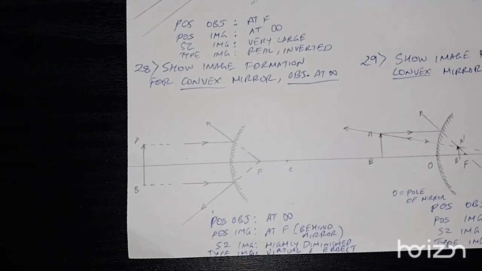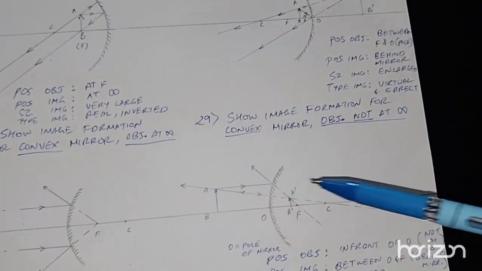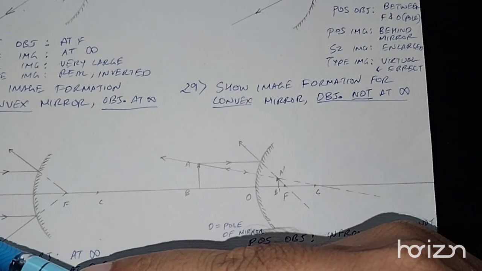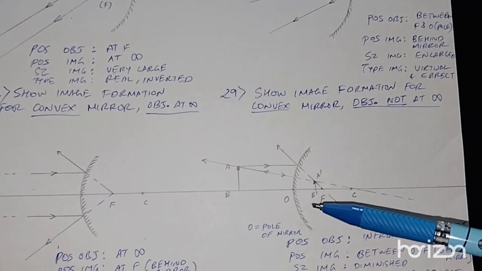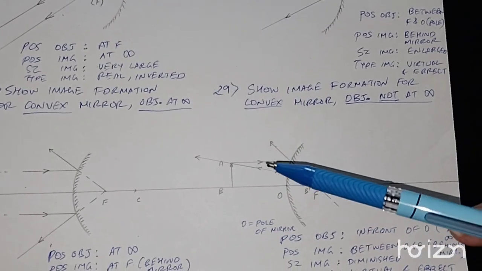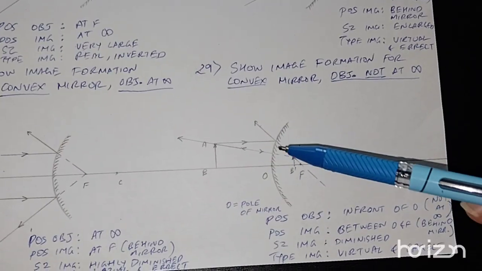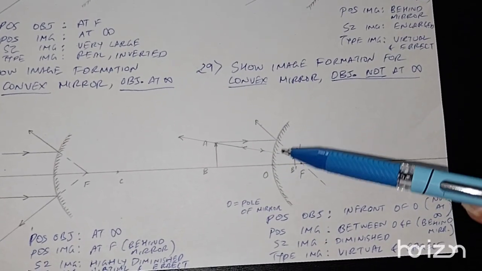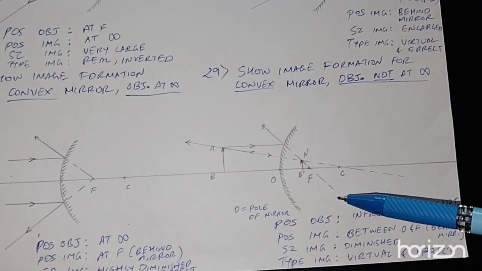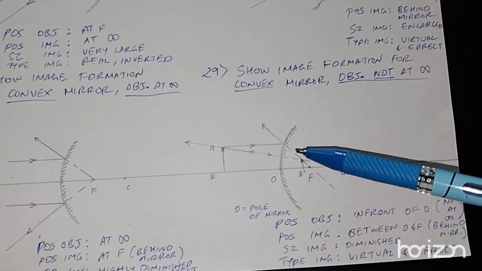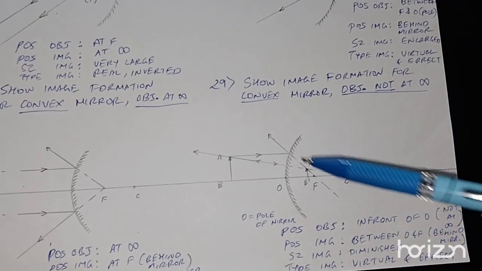But what if I have an object which is not at infinity? It is at a distance which is measurable. It is not very far, let's say 10 centimeters or 20 centimeters from the pole of the mirror. Then you can shoot two rays. One ray will be parallel to the principal axis, and that will get reflected such that it appears to be coming out of F. Because this is a convex mirror, F and C both are behind the mirror.